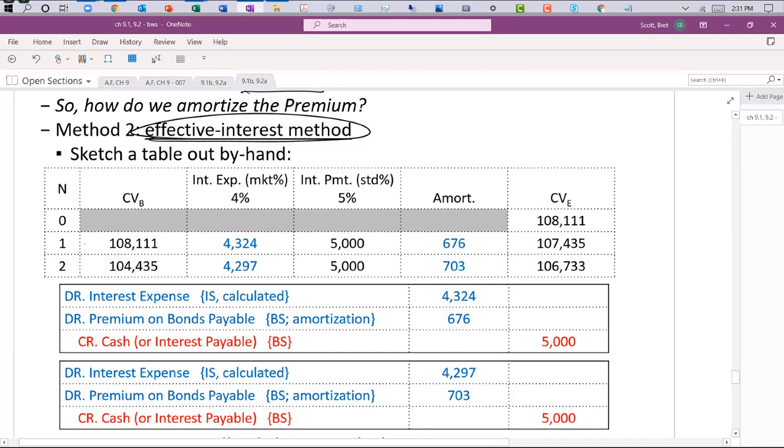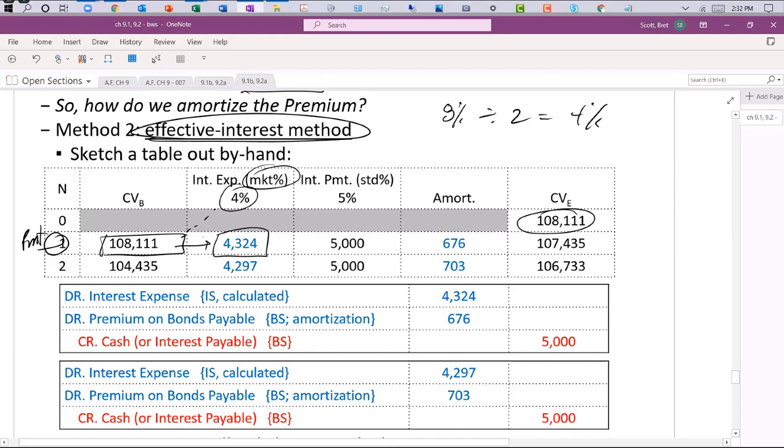For the first payment, you start off by saying, what's the carrying value at the beginning of the period? That's how much cash we got. You want to multiply it by the market rate. In this case, the market wanted 8%, so you divide that by 2. Every 6 months, the market rate is 4%. You multiply it by the beginning carrying value. That determines the interest expense to record. So the interest expense in this situation is actually calculated. It's not really the plug figure left over.